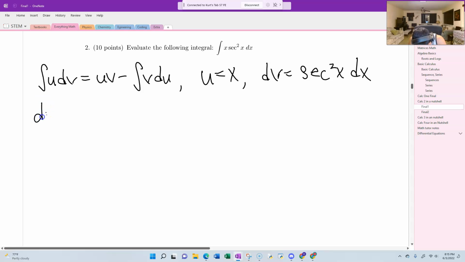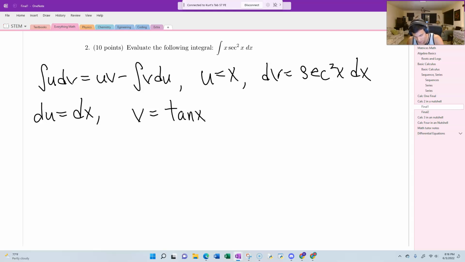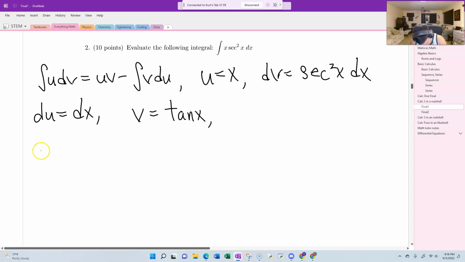Okay, well, we need to find du. du is just dx. Then we need to find v, and the integral of dv is just v, right? So you've got to take the integral of this side as well. The integral of secant squared x is tangent x. That's something you should have memorized, because you've probably taken the tangent derivative so many times, so you know the secant squared integral. If you know all that, then you can just put it into the formula.